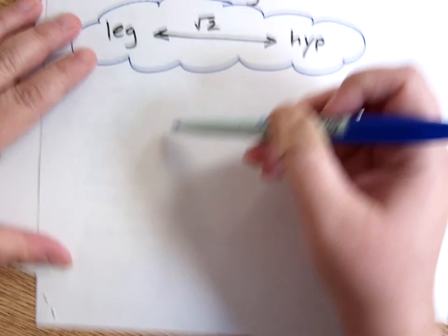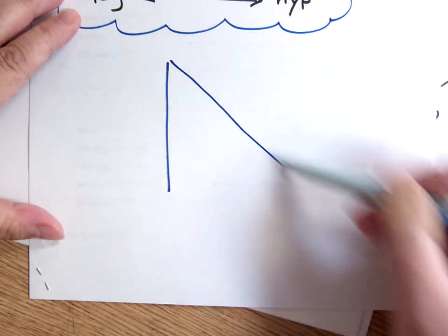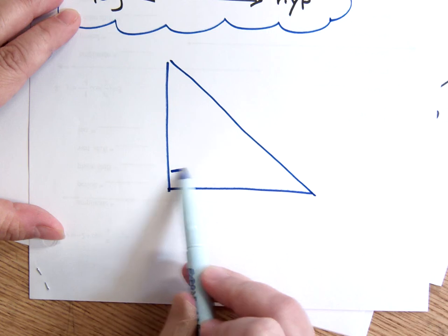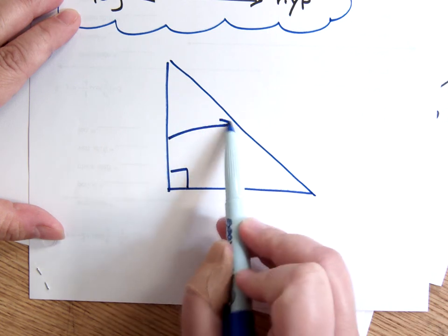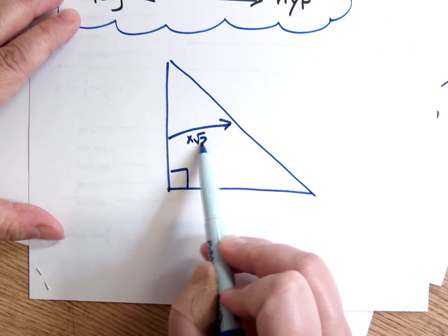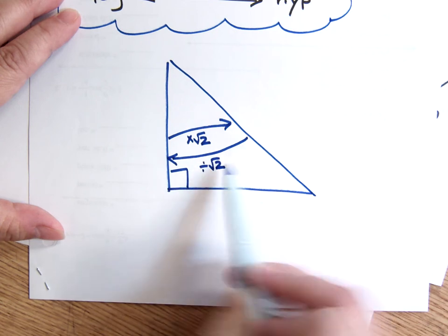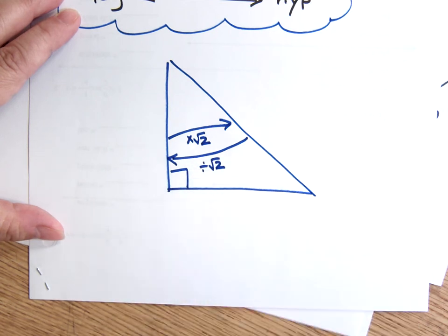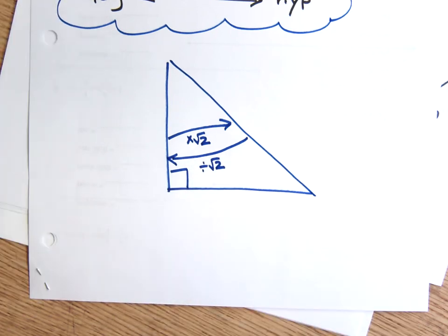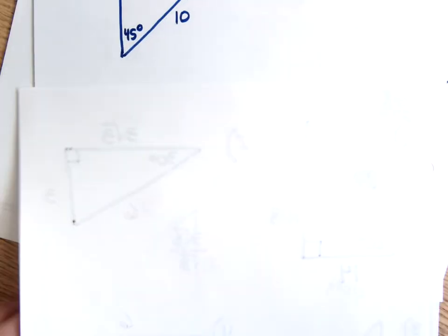So another visual that can help you sort of see this is if I'm going from here to here, I multiply by square root of 2, and from here to here, I divide by square root of 2. And the same goes for this leg down here. Okay, so let's do some practice problems. First one.